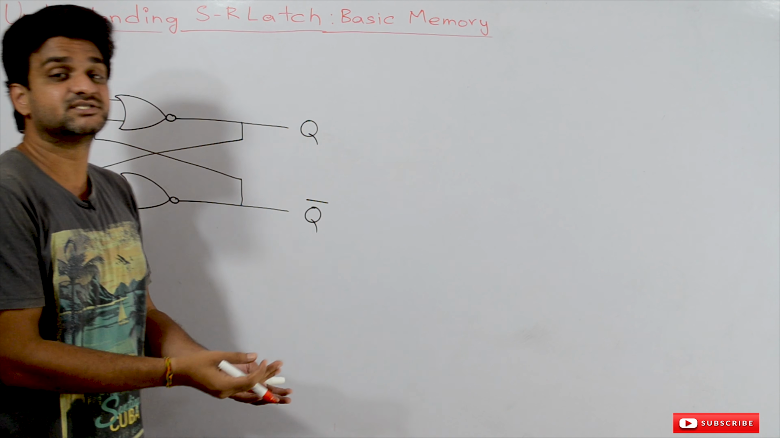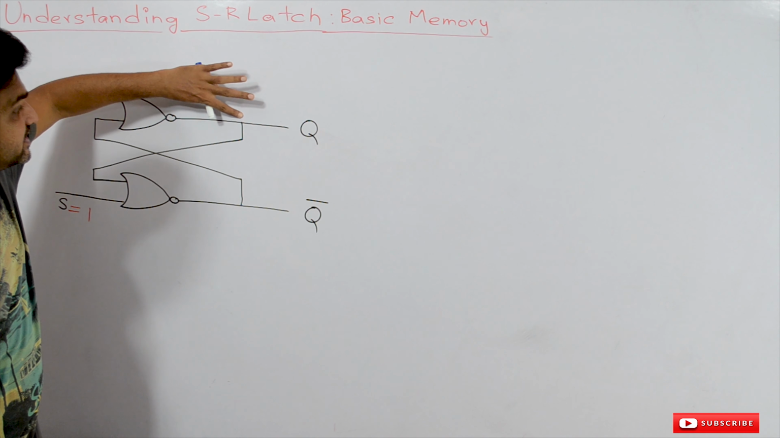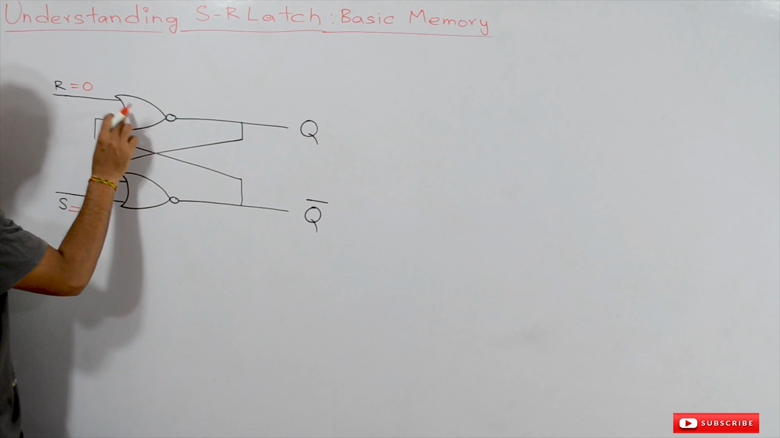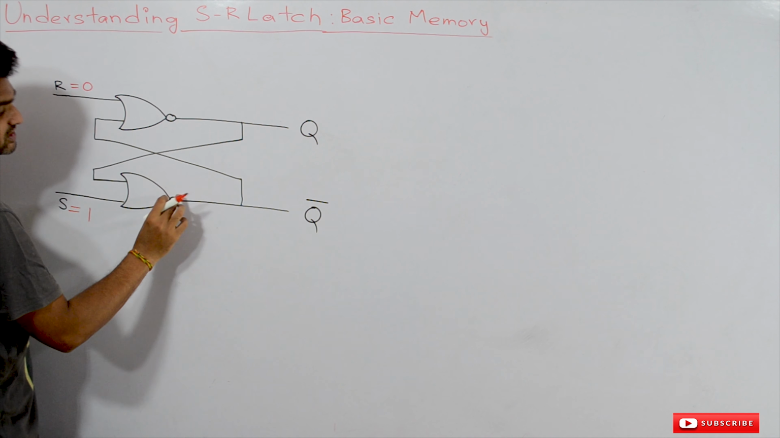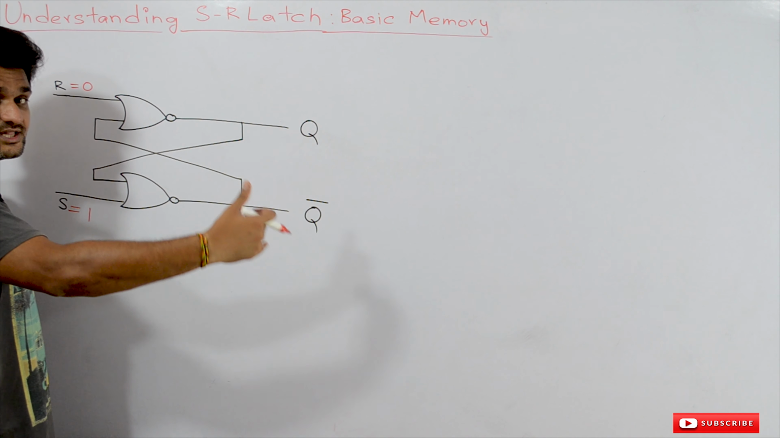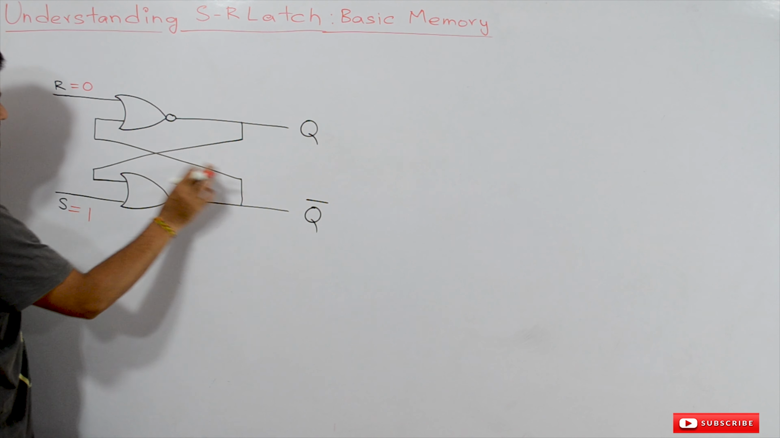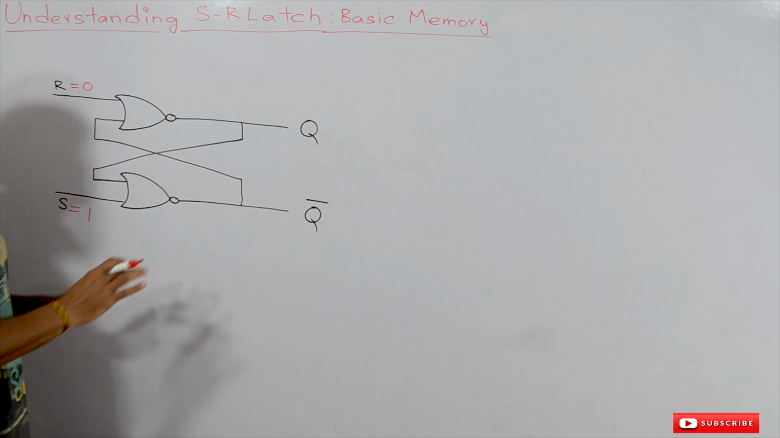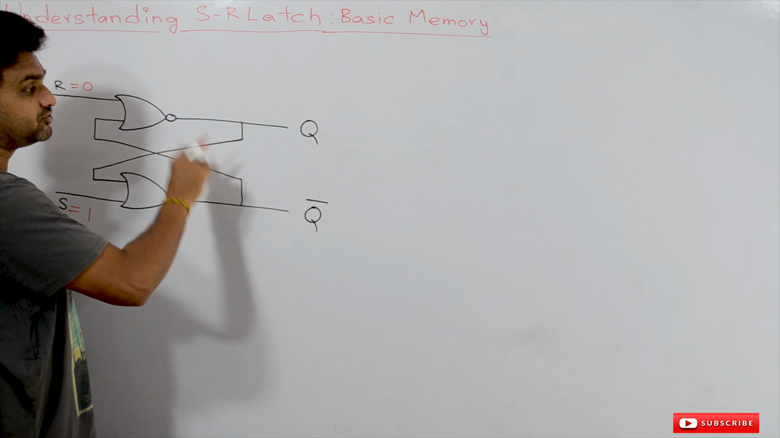In our previous work, whatever we have obtained here is produced as the input to this NOR gate, and similarly to this NOR gate, one of the input is R and the other input is whatever was produced by this NOR gate in the previous procedure. That is provided as the input to this NOR gate. So now this circuit is able to store a bit onto it.